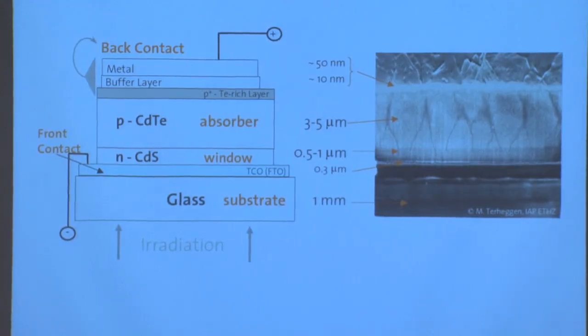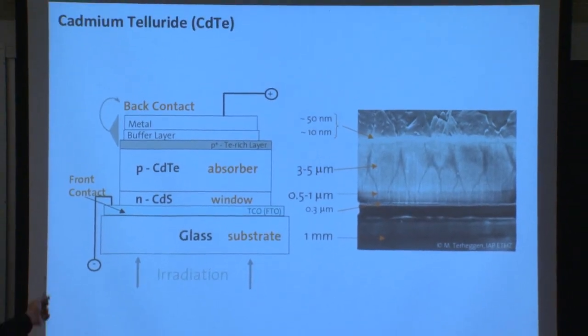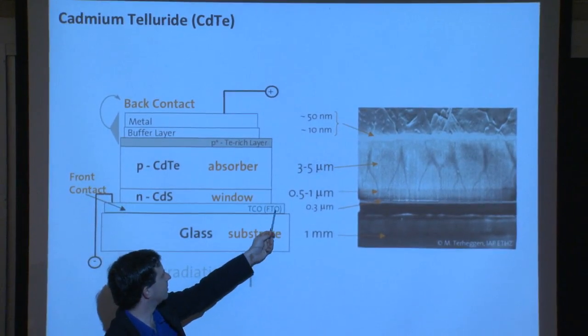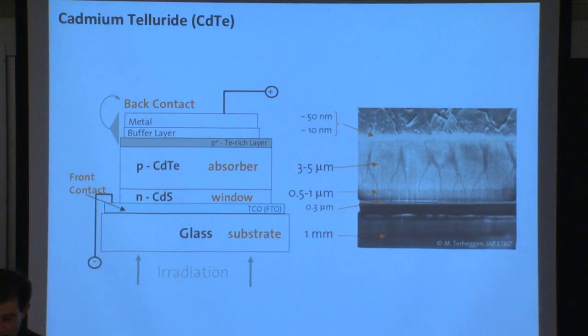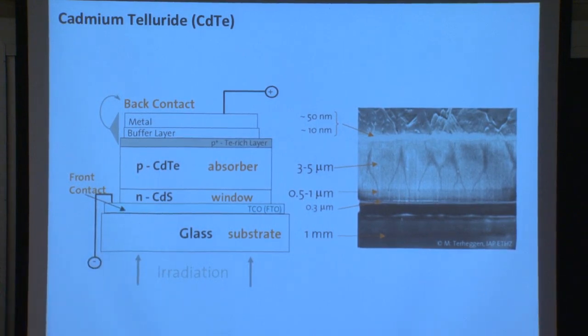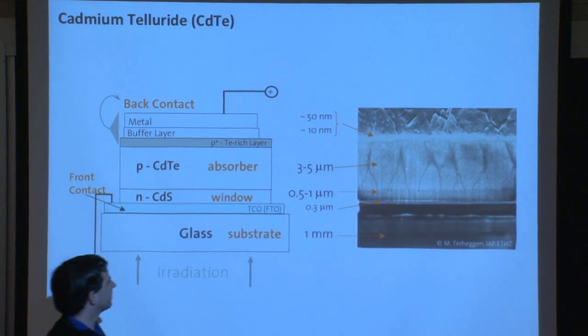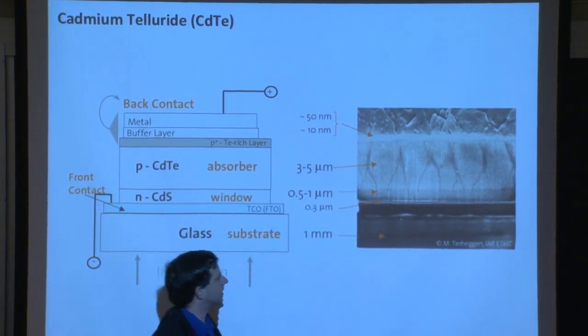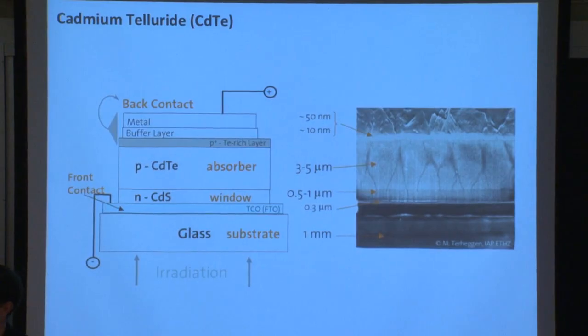This is another view of the CadTel device in cross-section, another example. This transparent conducting oxide in this case is fluorine-doped tin oxide, another TCO material, but very similar structure here, the CadTel being the P-type material and the cadmium sulfide the N-type material. The thicknesses of these different layers, you can see the CadTel is only a few microns thick, and the cadmium sulfide is even thinner. It's a very thin layer, just serving to separate the charge.